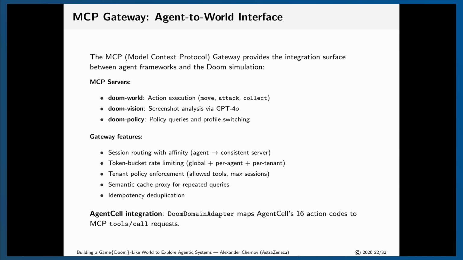As for the gateway features, we have session routing with affinity. We have token-bucket rate limiting, so we're defining how much of our LLM resources we're using. We're using timing policy enforcement, semantic cache policy for repeated queries, and policy deduplication. It's typical for any kind of communication. Any application works with data, real-time processing, and so forth.